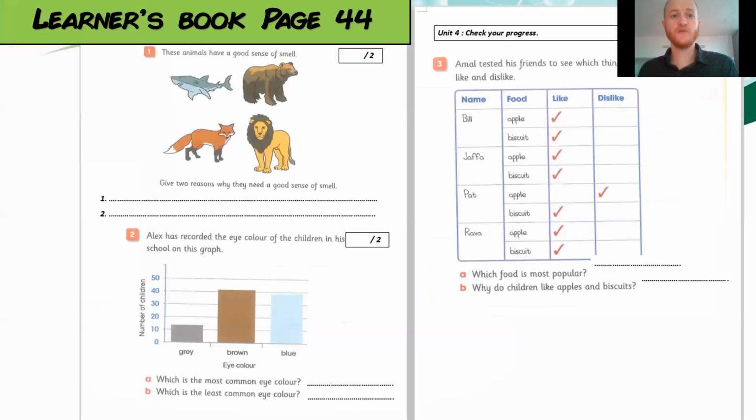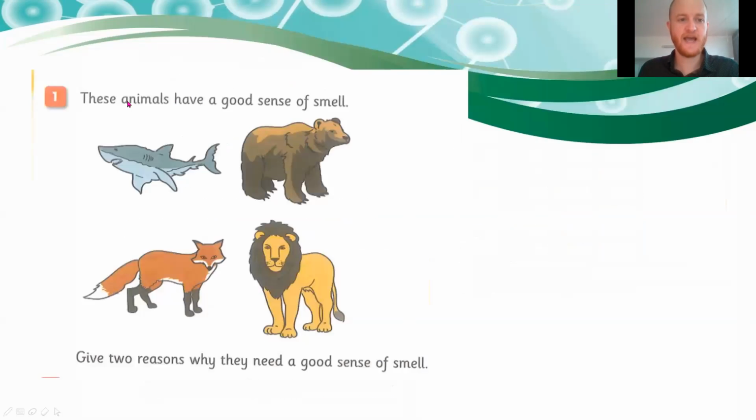Okay, next one, your learner's book, page 44. Again, it's in your worksheet if you don't have your book. And we can look at each question together. The first one, these animals have a good sense of smell. The bear, the shark, the fox, the lion. You should give me 2 reasons why they need a good sense of smell.